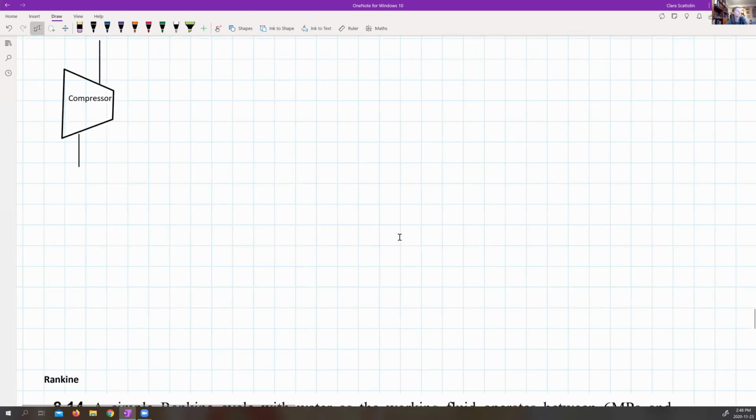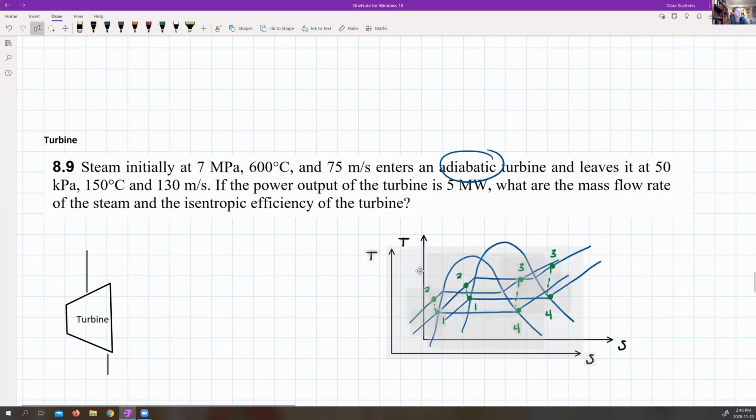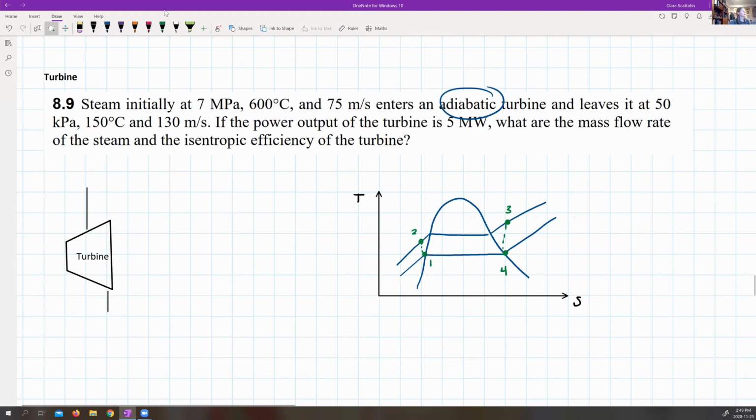So this here is the turbine. This is where the turbine happens in the Rankine cycle. In reality, the process is not going to be truly isentropic. There will be a small increase in entropy, okay, because that's how things are naturally. For things to flow, the entropy will increase.